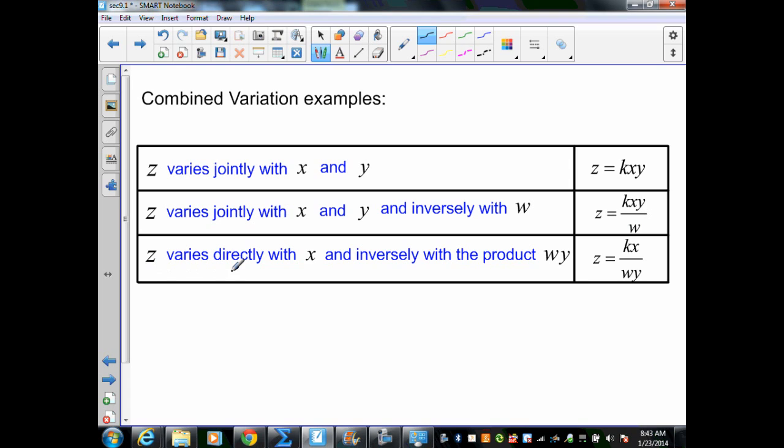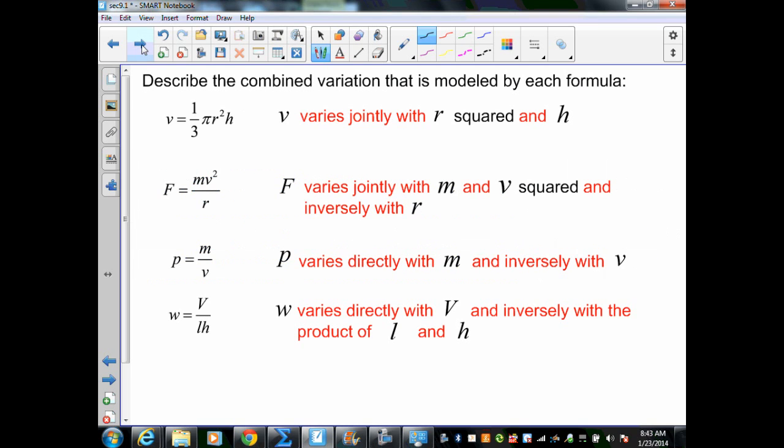On this one, z varies directly with x, stated because I don't have a product in the numerator, and inversely with the product of w and y. Z equals k times x over wy, directly with x and inversely with w and y. Let's take a look at some examples.